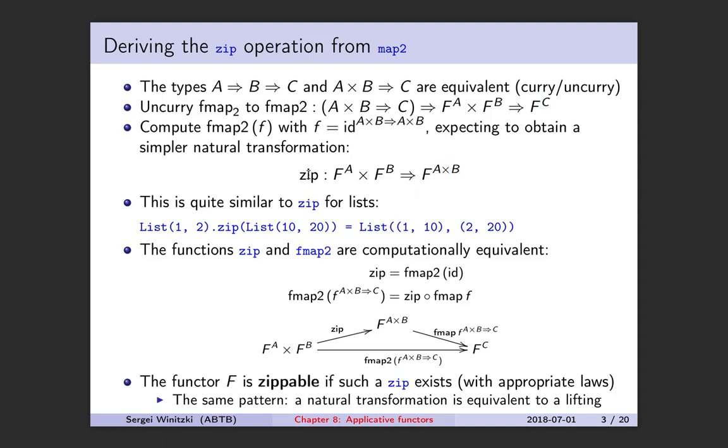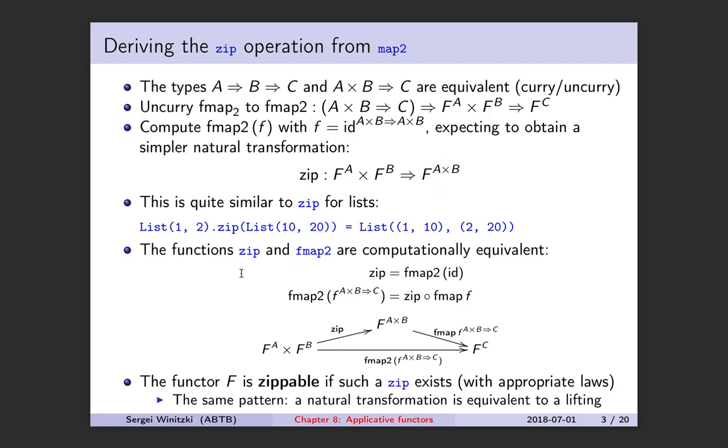Now this function is called zip because it's a very similar type signature to the standard function zip defined on sequences, where you take two lists, you zip them, and you obtain a list of pairs. So here F is the list type constructor. So then the zip function can be seen as taking two lists of maybe two different types, not necessarily, but maybe, and returning a list of pairs.